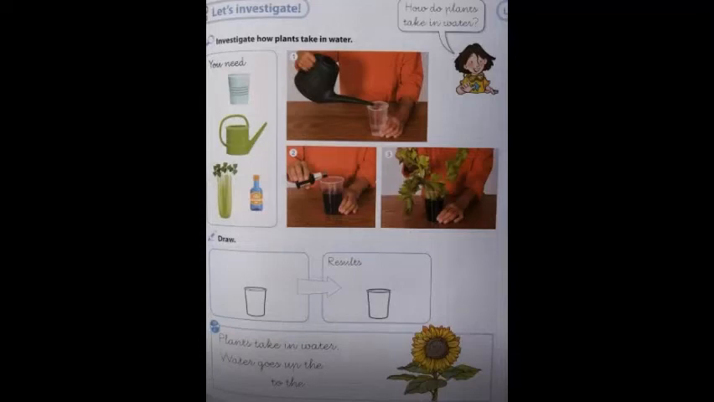You need a plastic cup, a garden watering can, celery, and food coloring. First, as you can see in the image, put the water in the plastic cup.